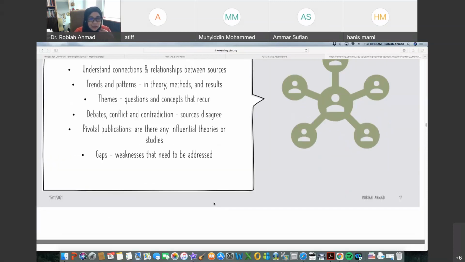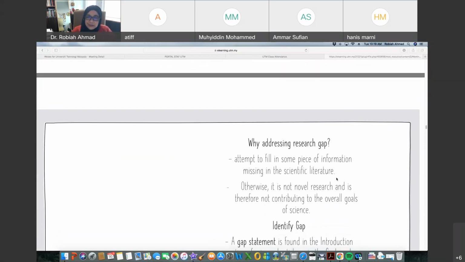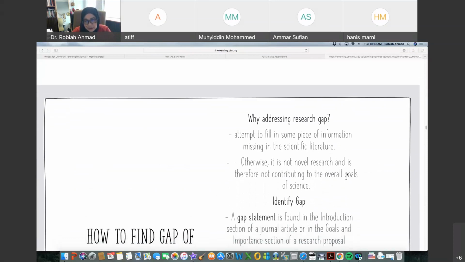Okay, so now we're looking at how people do the gaps. Okay, why address research gaps? Because this is the part 2 where you come in. You as the new researcher, you come in, so that's why you really have to understand the research gap. Attempt to fill in some piece of information missing in the scientific literature. It is not a major breakthrough. No, tapi small, sometimes modified a little bit. Okay, so this is actually a gap. By modifying a little bit, you can increase the efficiency. You can reduce the time taken, for example. Okay, so you make it better, for example.